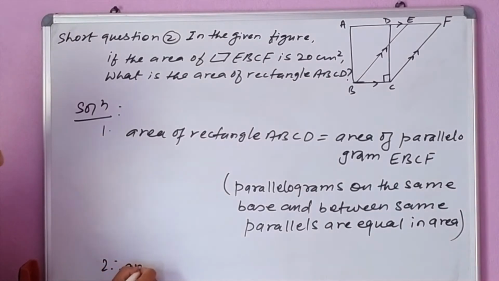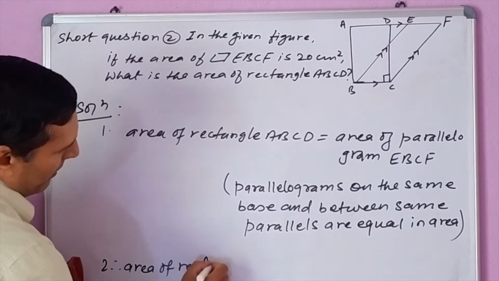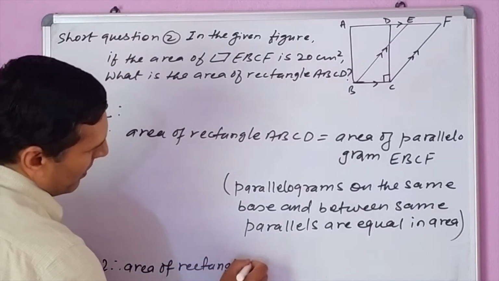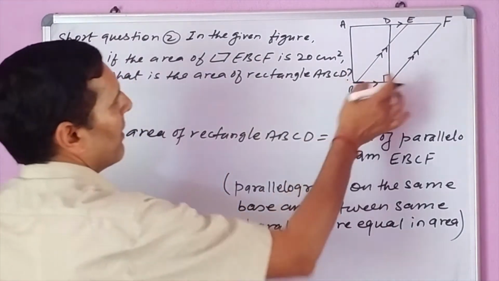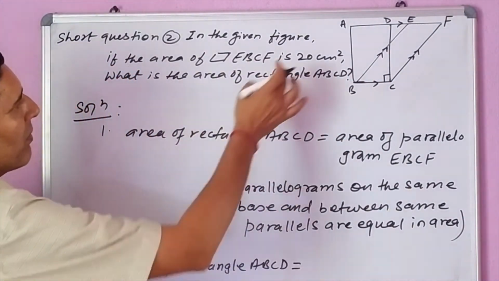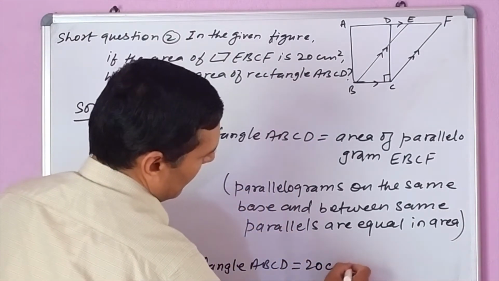Therefore, directly we can write down now, area of rectangle ABCD is also, if the area of parallelogram is given 20 square centimeter, area of rectangle is also 20 square centimeter. So this is the answer.